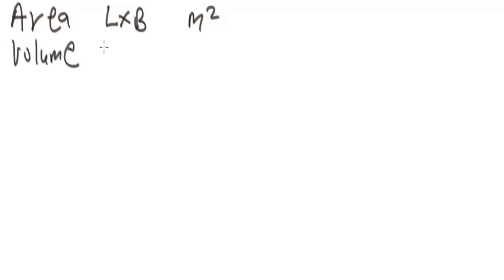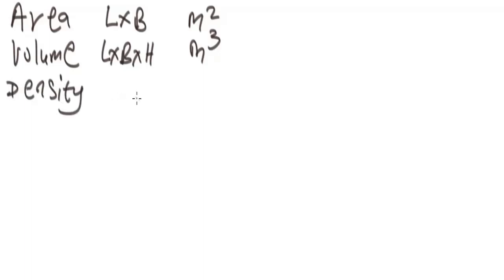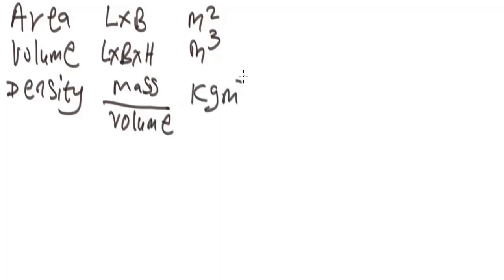So let's look at a couple of them. We have area. As you know, area is calculated using length times breadth, and its unit is meter square. We also have volume. Volume is calculated using length times breadth times height, and its unit is meter cube. We also have density. Density is calculated using mass over volume. So the unit of density is kilogram per meter cube.